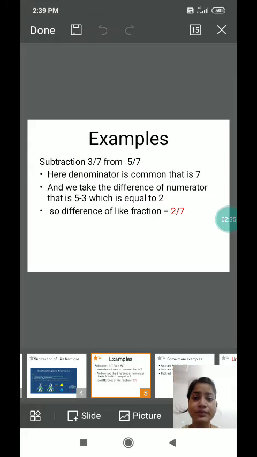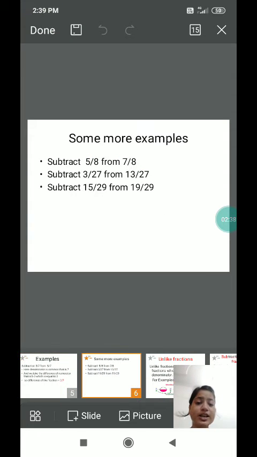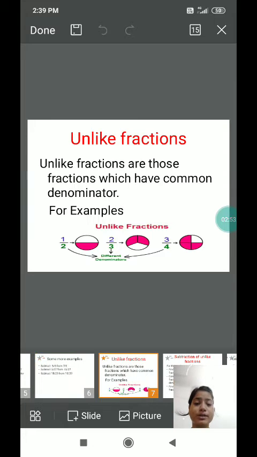Now this is the homework which I am giving you, taken from your maths book. You have to solve it and send me your answer on my WhatsApp number.